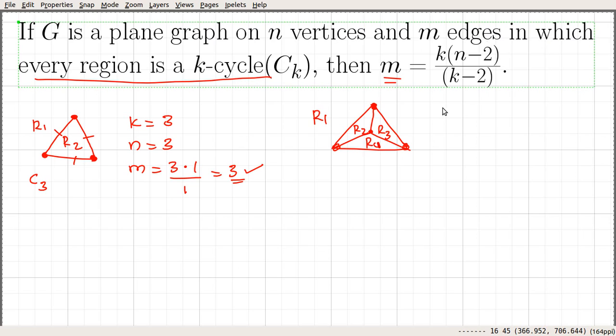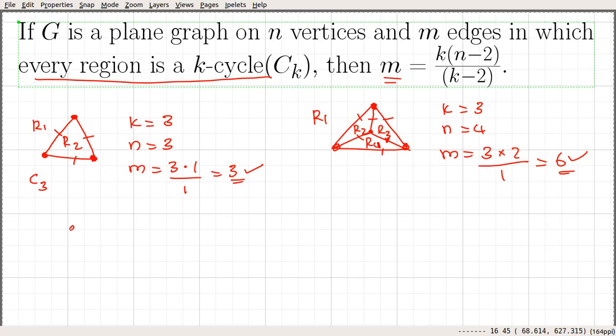So k is equal to 3 here and the number of vertices is 4. Let's find the number of edges. The number of edges will be 3 times (4 minus 2, which is 2) divided by (k minus 2, which is 1), and that is 6. Here we can see that the number of edges in this graph is 1, 2, 3, 4, 5, 6. So this graph does satisfy this equation.